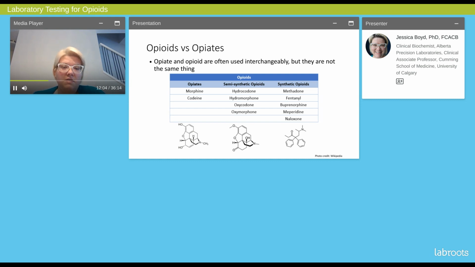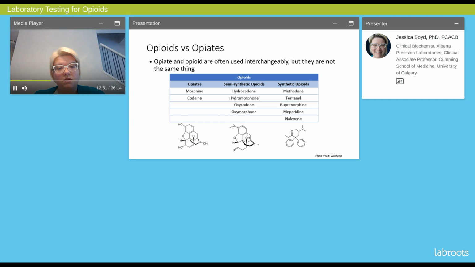So I just want to take a few minutes and talk a little bit about opioid versus opiate nomenclature, because this is also very important for understanding the interpretation of these tests. Often opioid and opiate are used interchangeably, but they are not the same thing. And in this table, I've shown an overview of how they work together. So opioid is an umbrella term that refers to anything that can interact with the opioid receptor, essentially. And so everything in this table, and like I said, this isn't an exhaustive table, but all of these would be opioids.